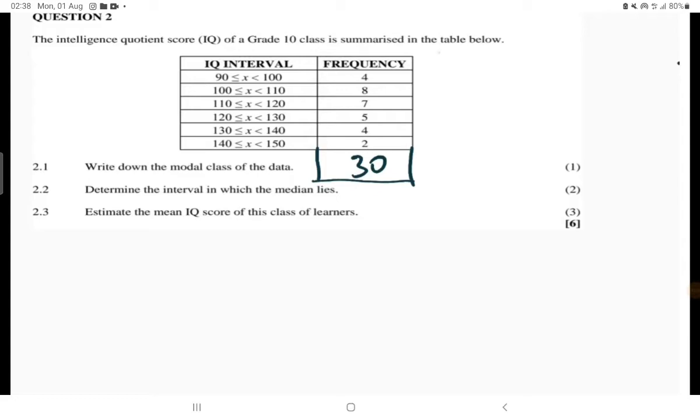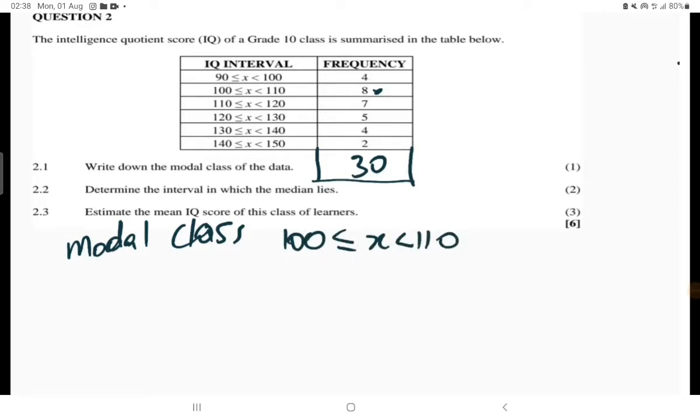But to answer that one, you say modal class. The modal class is going to be the interval, not 8 per se, but the interval where 8 lies. So it's going to be 100 less than or equal to x less than 110. So this is going to be the answer instead of 8. Now, we are done with number 1. That's going to be just 1 mark.